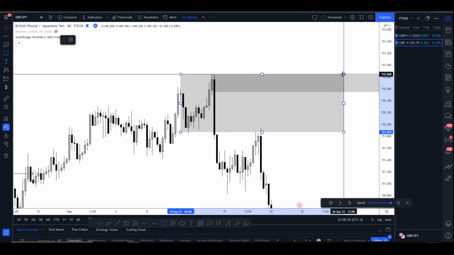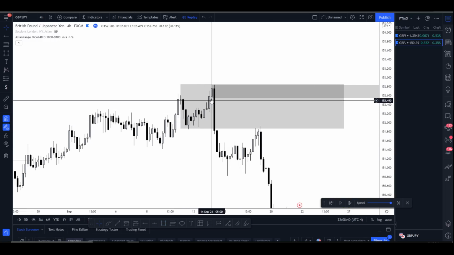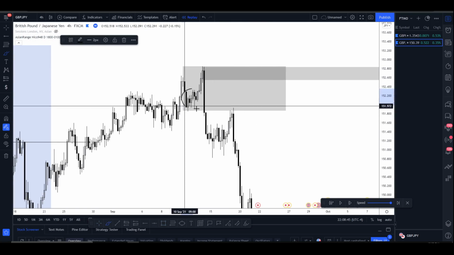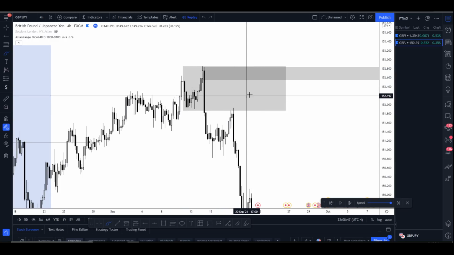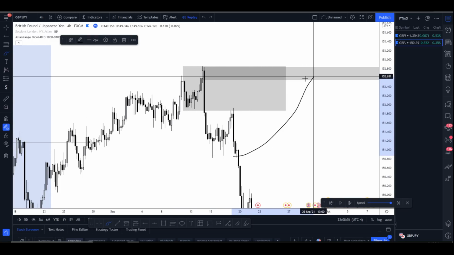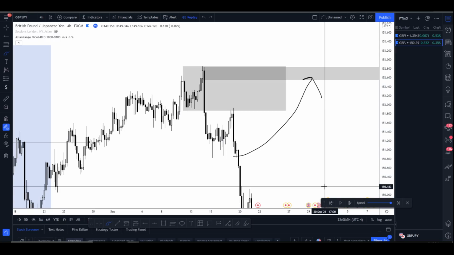This big area was our supply zone because this is where the market last consolidated before selling off. So this simply means that the market has a ton of orders resting all over this zone, some over here, some over here, some over here, and the market has to come back up to pick up those orders before selling its way back down.